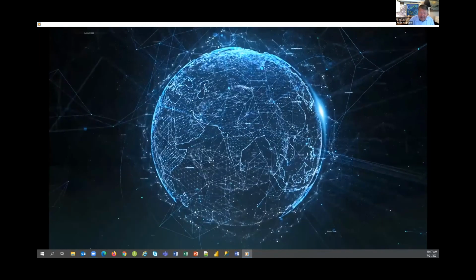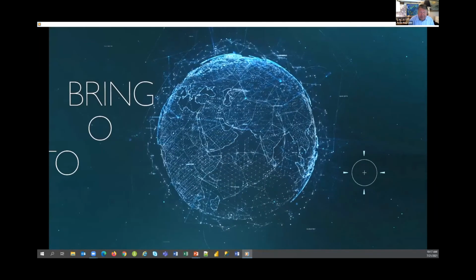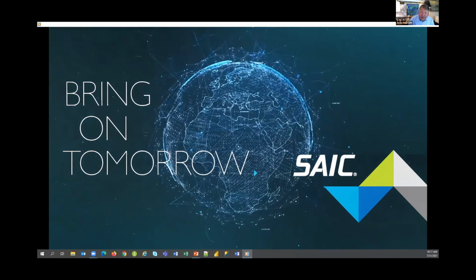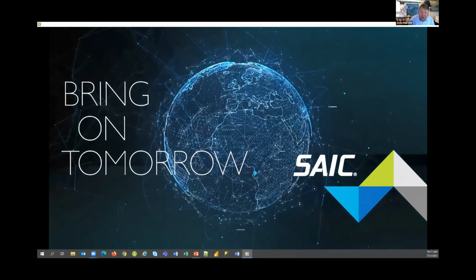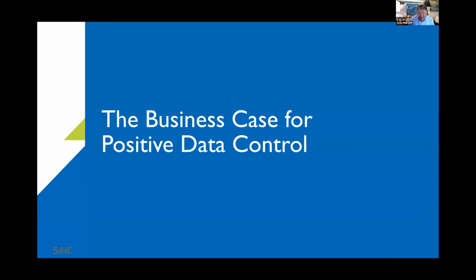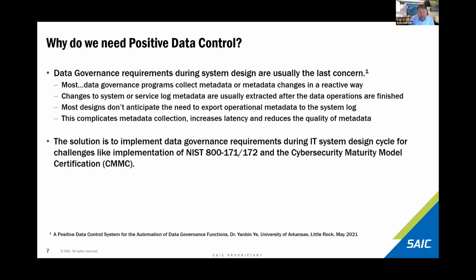There we go. That's a little more about SAIC, and I'd be happy to talk about that later in the call or after this discussion. Our objective today is to describe the business case and the framework for a concept called positive data control, and the methods with which to establish positive data control in the enterprise. We have a lot of slides, so I'm going to move relatively quickly. But the first is the business case. Why even do this? I think we've put together some information that should be compelling.